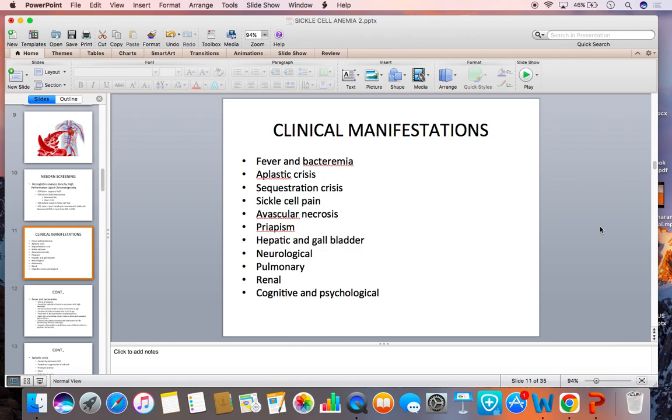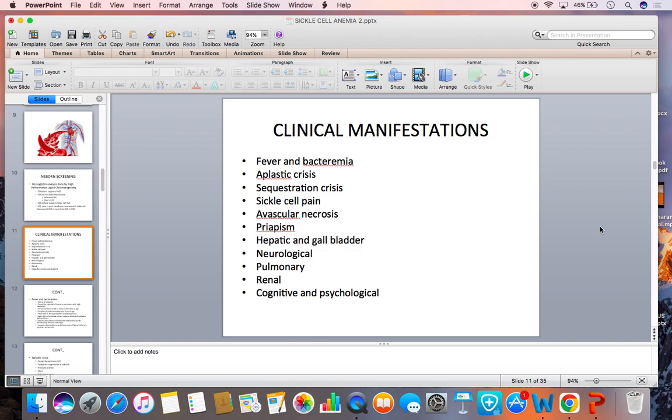Child may suffer from aplastic crisis. When there is chronic hemolysis and the bone marrow is subjected to stress, it fails to respond to the anemia, resulting in aplastic crisis. This is triggered by viral infections like parvovirus B19. This is the critical situation which has to be attended immediately in order to avoid the morbidity and mortality.